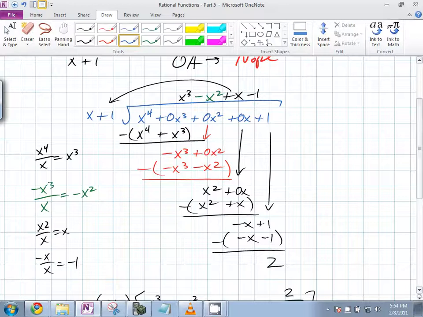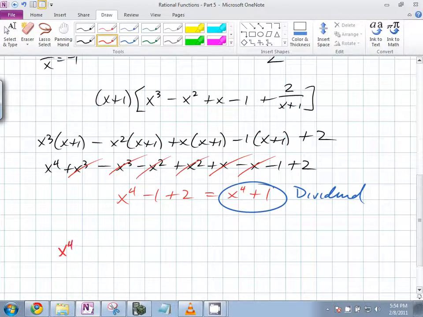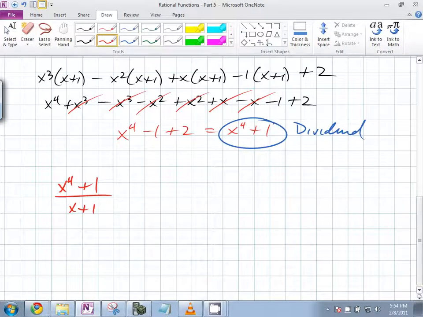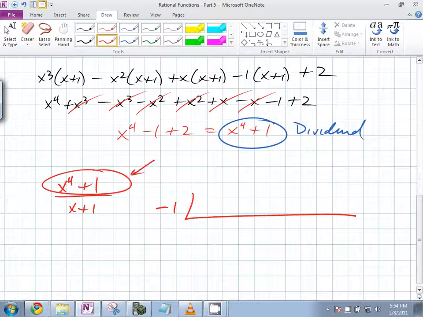A neat trick I want to show you is that when you're dividing by a term that looks like this, a binomial of x plus or minus a constant, there's a shorter way to do it. So let's say we had x to the fourth plus 1 and we're dividing it by x plus 1, which is what we just did. I'm going to do something else and see if it helps. I'm actually going to take negative 1 and run it synthetic division wise through the numerator here. The coefficients are 1, 0, 0, 0, 1, because that's x to the fourth, x cubed, x squared, x, and the constant. Let's see what happens here.